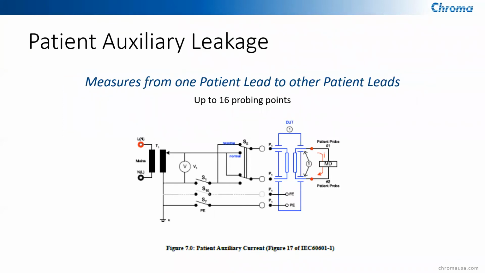And then we have patient auxiliary leakage. What this test will do is measure from one patient lead to another patient lead. So again, if we have a cardiac monitor that has multiple patient points coming from it, this will measure from one lead to another. And depending on how many points there are, you may be required to probe up to 16 different patient points.